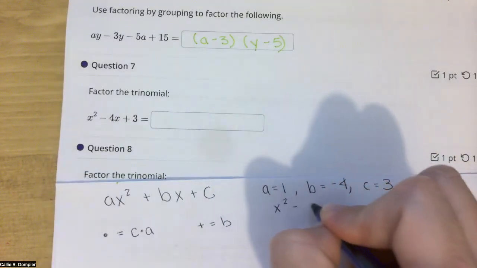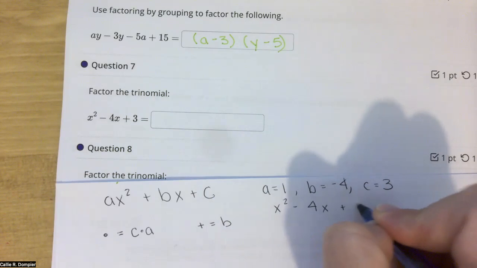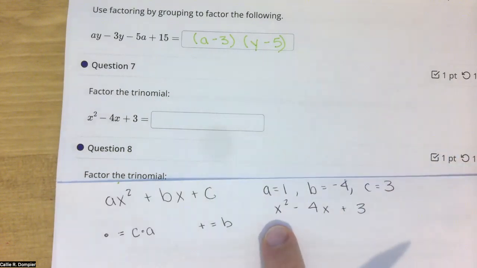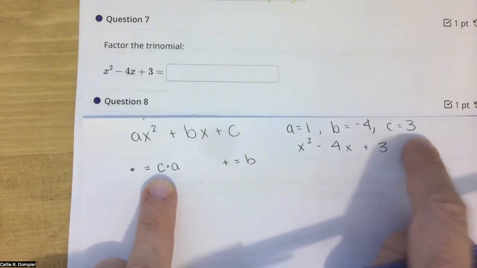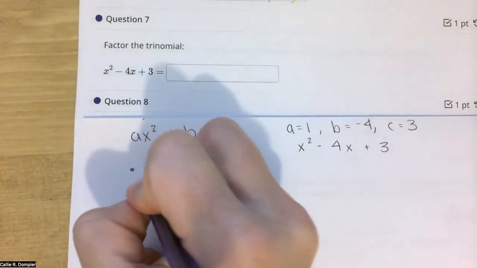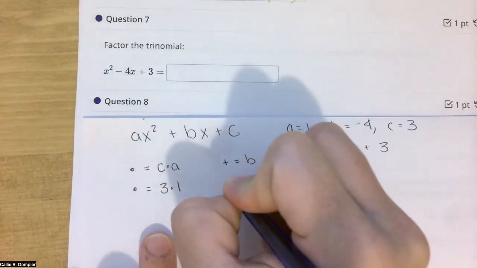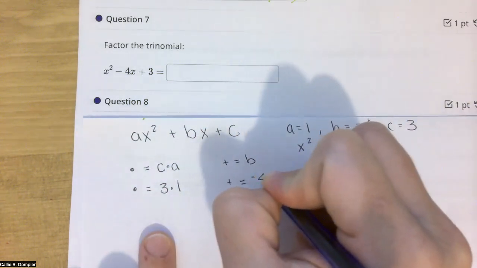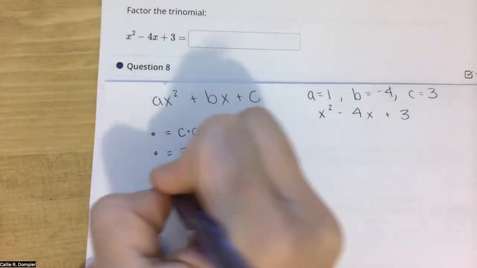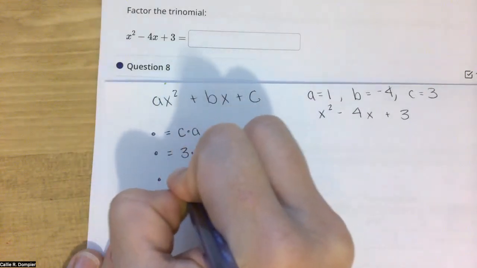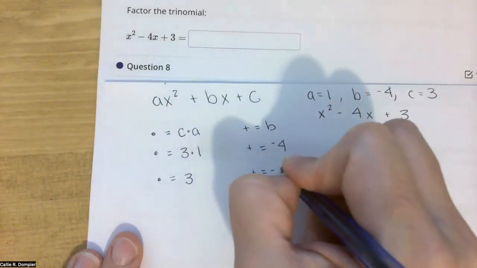X squared minus 4x plus 3 is where I got these answers, right? 1x squared, negative 4x, 3. The c is 3, so we need it to multiply to equal 3, times the a, which is just 1, thankfully, and we need it to add to equal negative 4, okay? So it should multiply to equal 3 and add to equal -4.